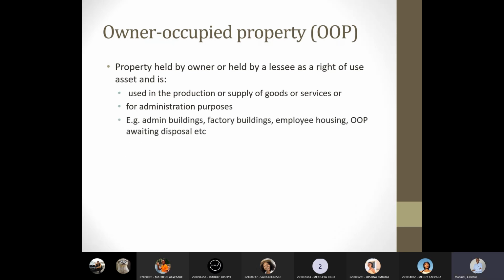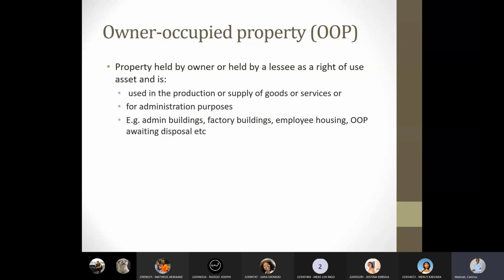Owner occupied property is actually property that is dealt with in terms of IAS 16, property, plant and equipment. This is property that is held by the owner or held by the lessee as a right of use asset and is used in the production or supply of goods or services or for administration purposes. For example, administration buildings, factory buildings, employee housing, owner occupied property awaiting disposal.